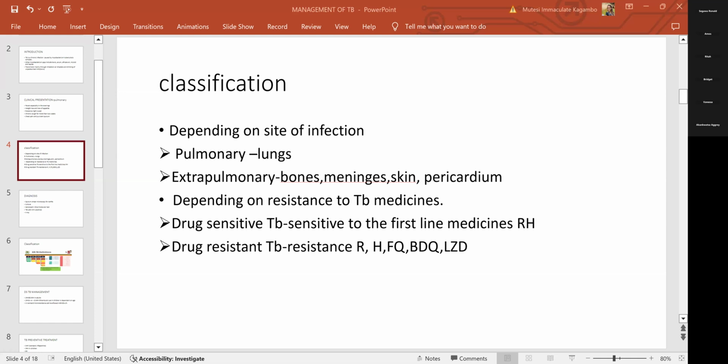And then drug-resistant TB. We can have resistance to rifampicin, isoniazid. We can have resistance to fluoroquinolones, resistance to bedaquiline, resistance to linezolid. We shall look at that in detail, the drug-resistant TB, and how we again sub-classify them. We have MDR first, pre-XDR, and XDR. Okay? Need a book for this. Okay, let's move to the diagnosis.